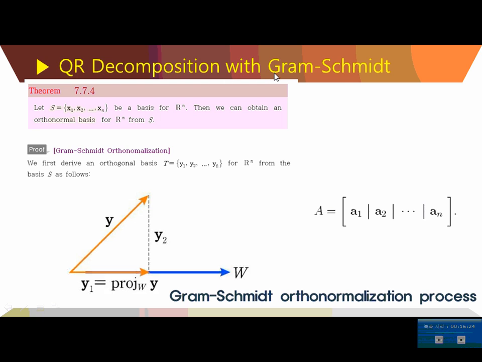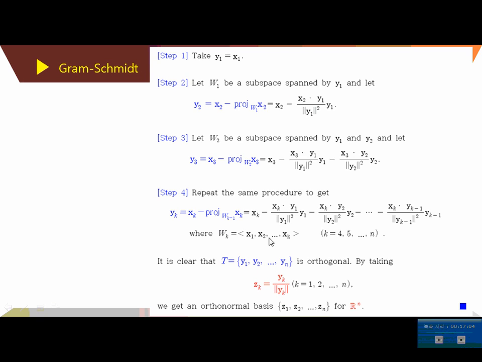This QR decomposition can be done with the Gram-Schmidt orthonormalization process, which says that if we have a basis of linearly independent vectors in Rn, then we can obtain an orthonormal basis for Rn from this set of linearly independent vectors. The idea is that from the given vectors, we do the projection again and again until we get orthogonal vectors, and then normalized vectors from those. This is the whole idea of Gram-Schmidt orthonormalization.